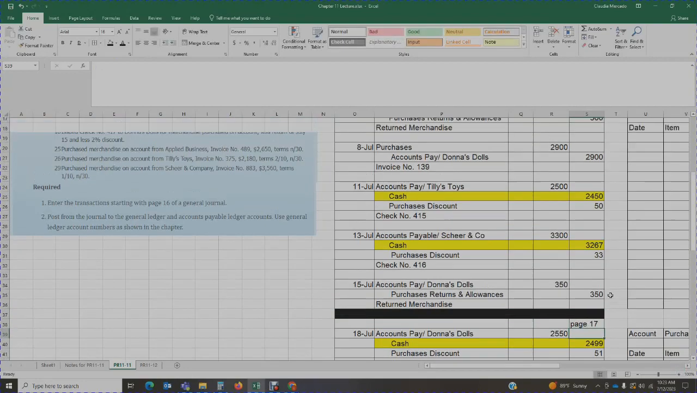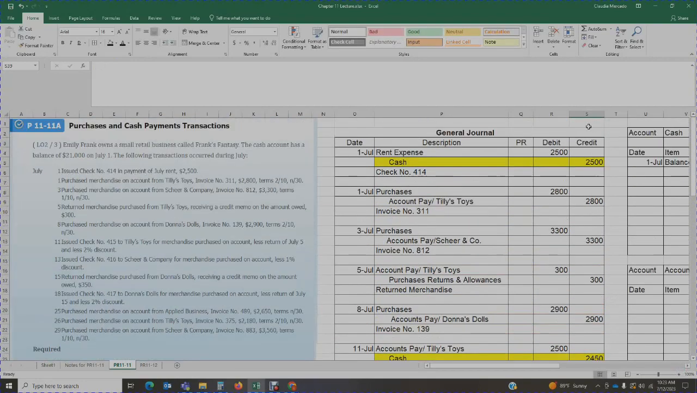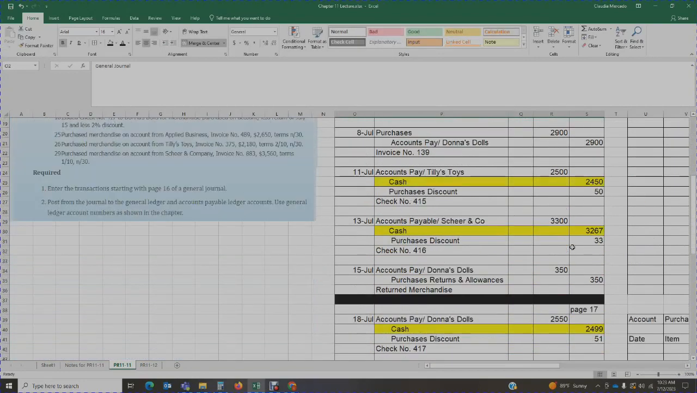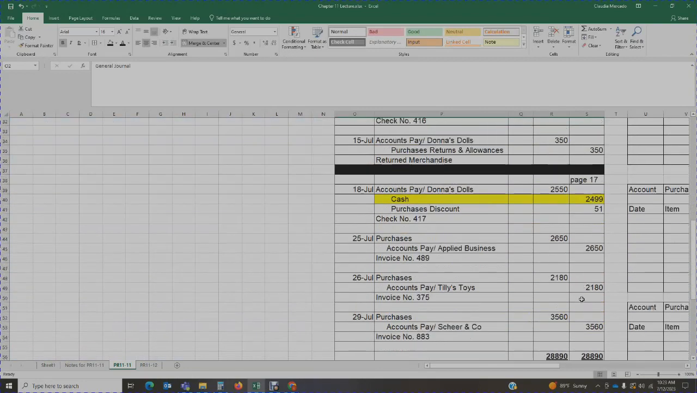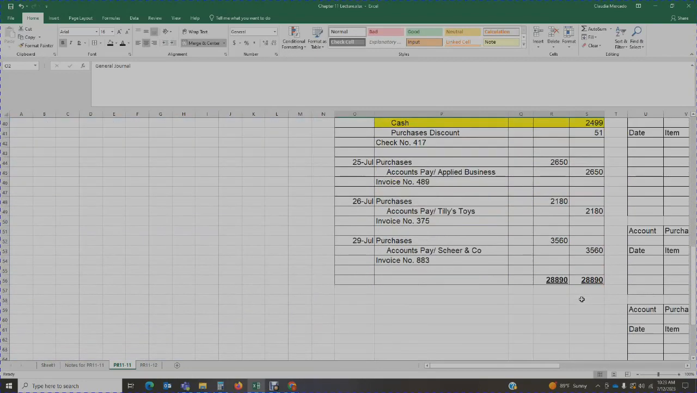Okay, and then up here it's page 16. So we've got 2 pages, page 16 up to here, and then from here down it's page 17. Like I said, you're not going to have to worry about that in your homework because the general journals are going to be numbered for you.